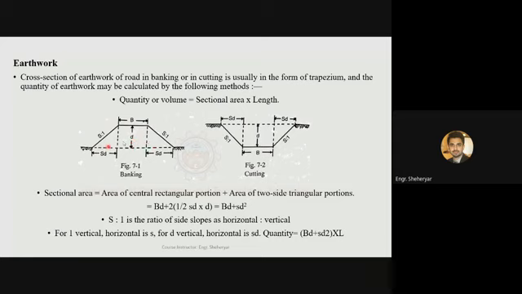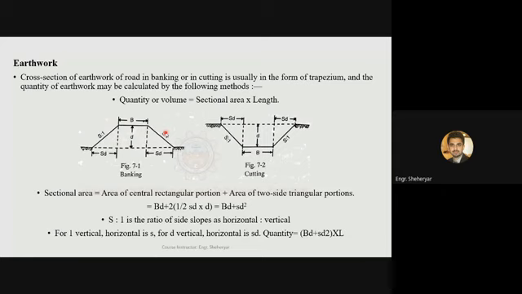And there are two triangles on the sides. The slope of the hypotenuse is S ratio 1, where S is the slope. In the examples we'll see, you'll be provided the slope in the form of S ratio 1. S may be any number, 2 ratio 1, 3 ratio 1, 4 ratio 1.